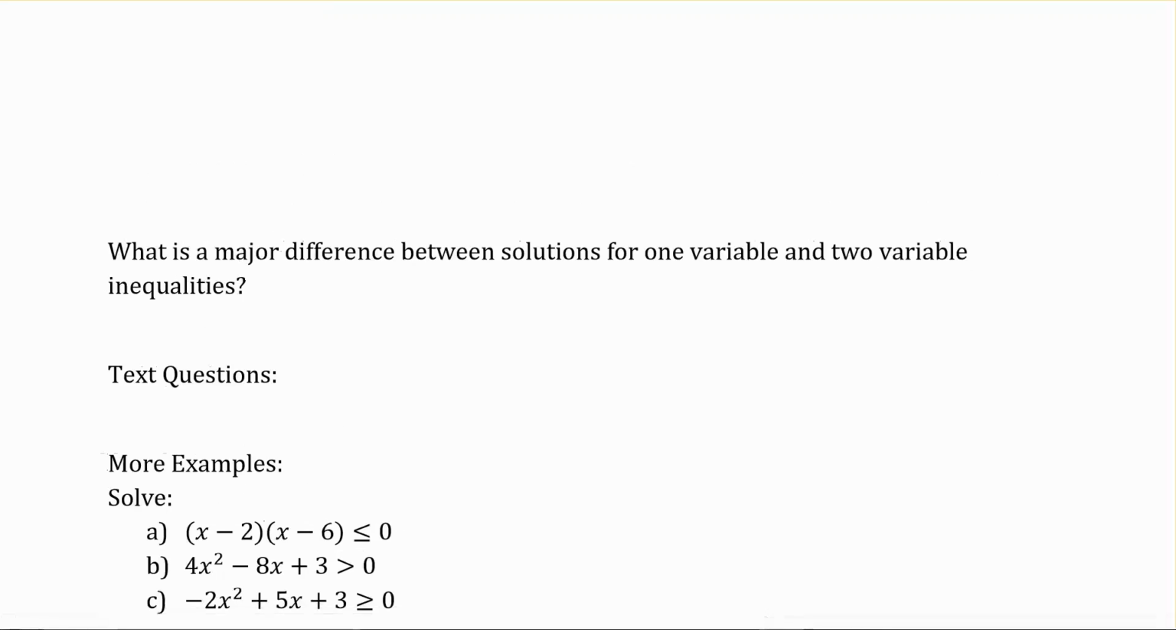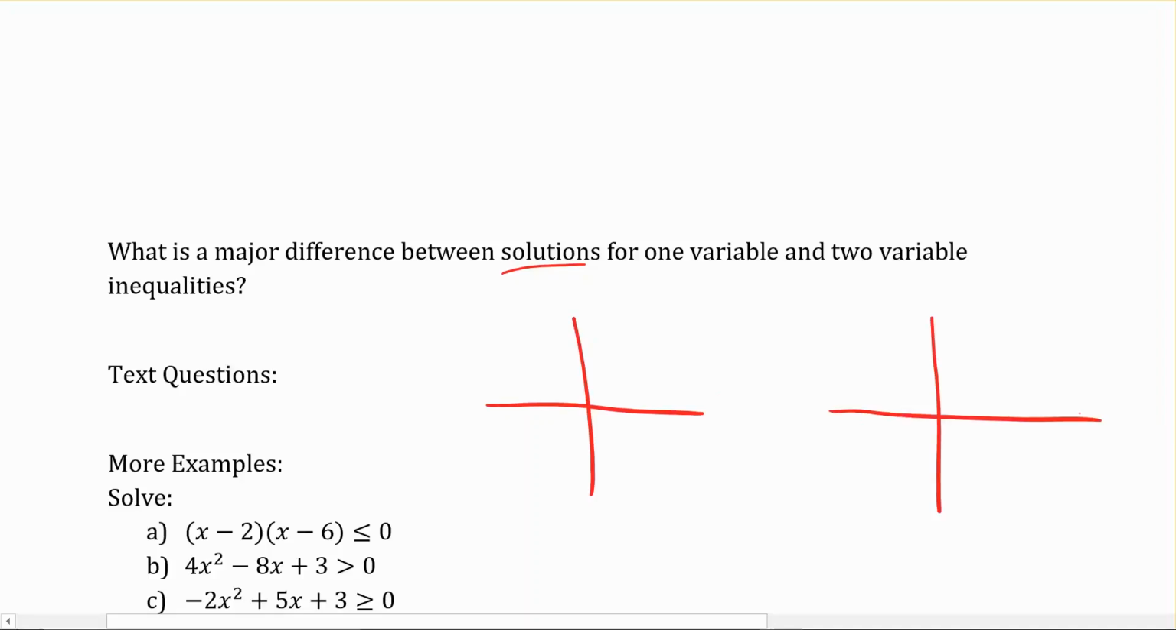So this last one says, what is a major difference between solutions for one variable and two variable inequalities? And I find it helps with a graph. So one variable inequalities are talking about along that line, where is it greater or less than 0, if it was 0 that they were talking about. So it's talking about actually on the graph. That's one variable. Two variable.